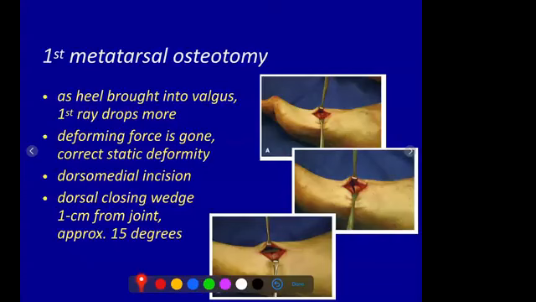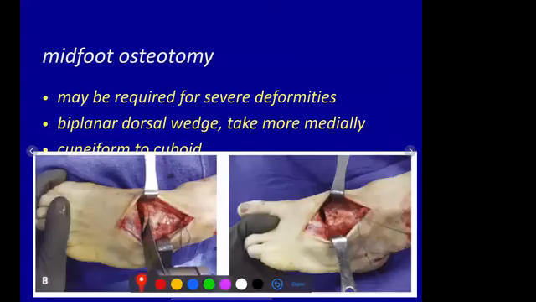But you could put a screw, and in children, I even just use K-wires. What about in some patients? The patient has a very severe cavus foot deformity, and you may need to do a biplanar wedge osteotomy through the midfoot, all the way from the cuneiforms to the cuboid, take a wedge of that, rotate the foot, and close that. So that may be required as opposed to just doing an elevation osteotomy, depending on the deformity.